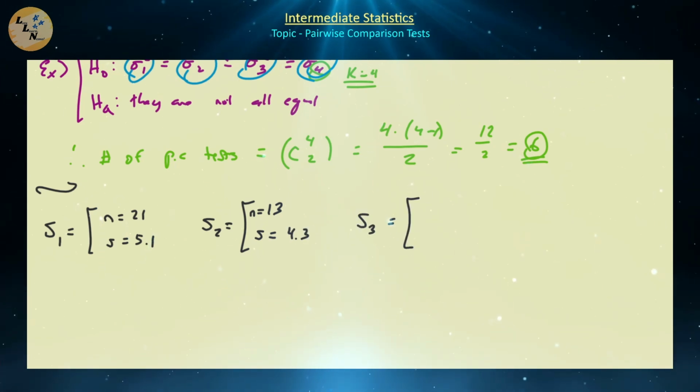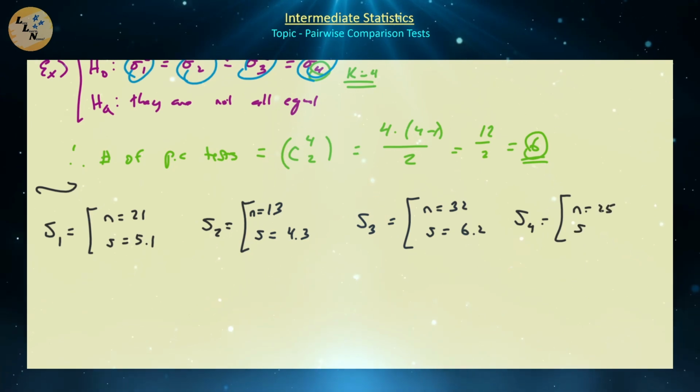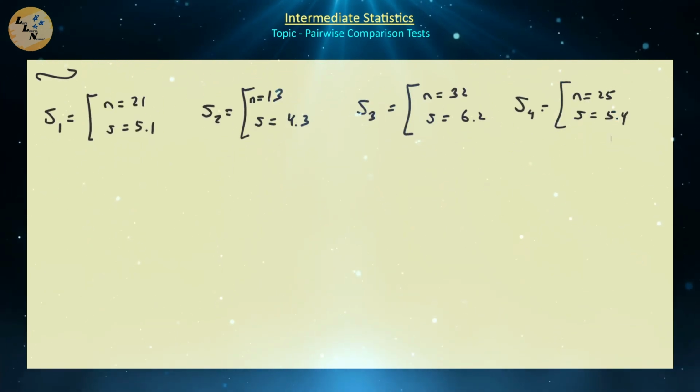Sample 3, let's assume that the sample size is 32, sample standard deviation of 6.2. And sample 4, let's assume that's a sample size of 25, with a sample standard deviation of 5.4. So what we can do is actually construct what we call an F-stat matrix to sort of summarize all of our F-test statistics. So let's actually just go ahead and jump to what that is actually going to look like.